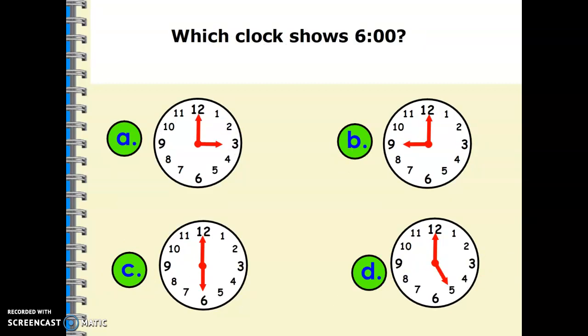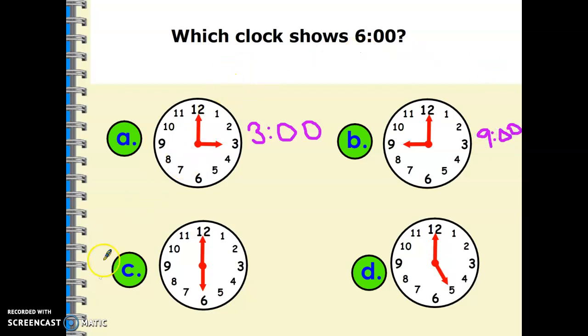Let's look at another question. This one says, which clock shows 6 o'clock? So now we have to do the same thing. Look at A. What time does that say? That says 3 o'clock. Let's look at B. What time does that say? And that says 9 o'clock.